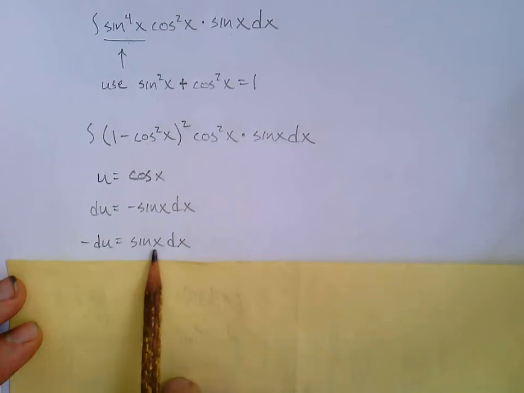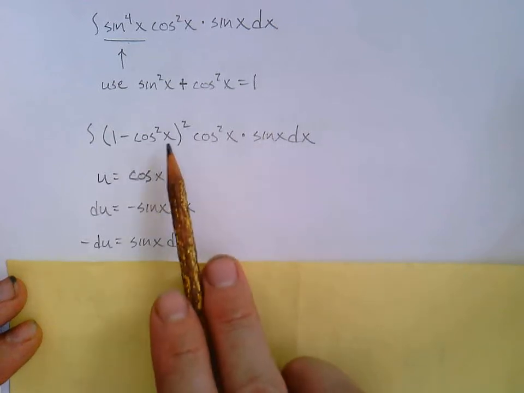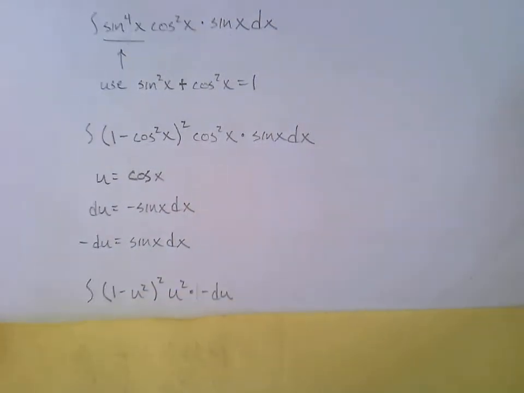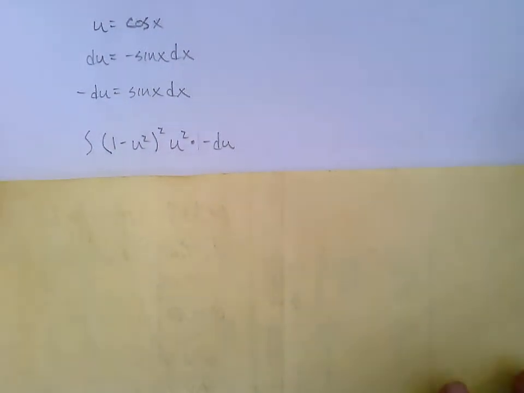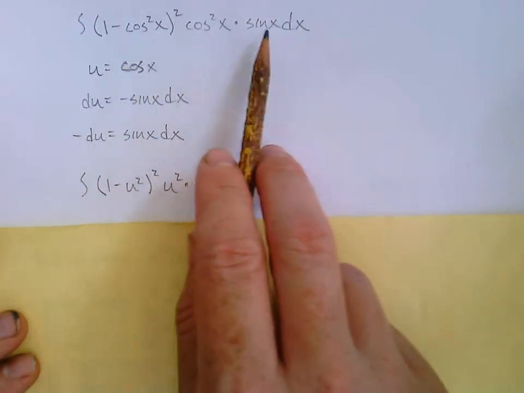Okay, so then I can see that sine x dx is going to be negative du, and those cosines just become u, so we get this nice integral right here: quantity 1 minus u squared, squared, times u squared, times negative du. Maybe I'll just bring that back on the screen. So there's a u squared, and a u squared, and negative du.